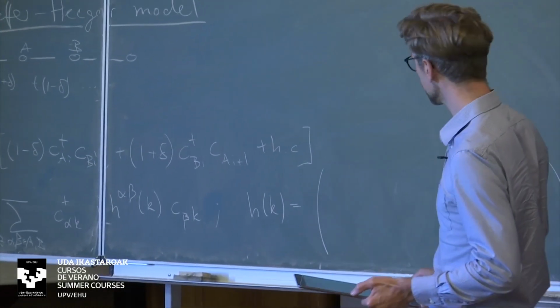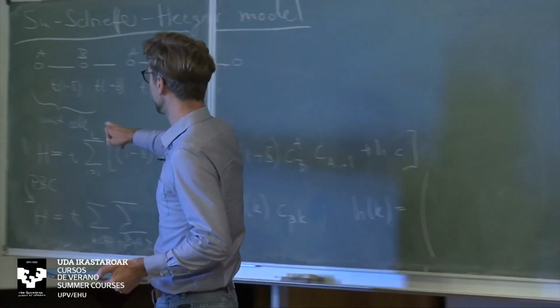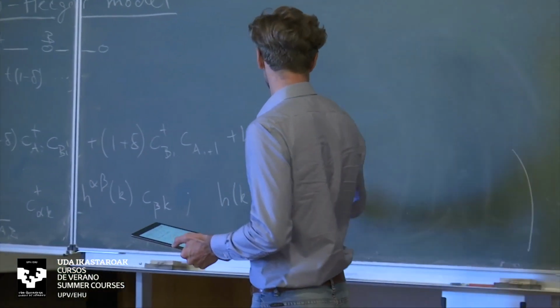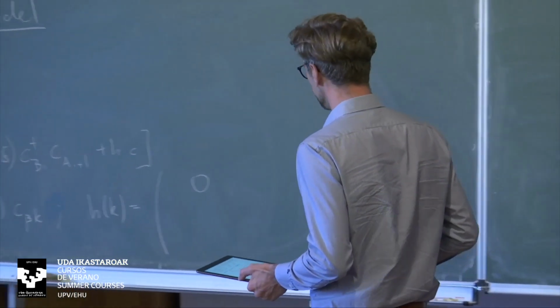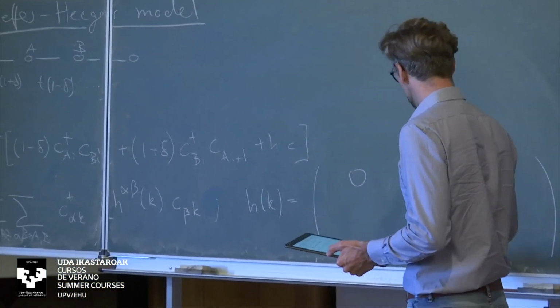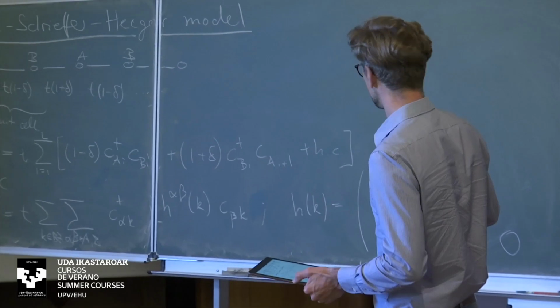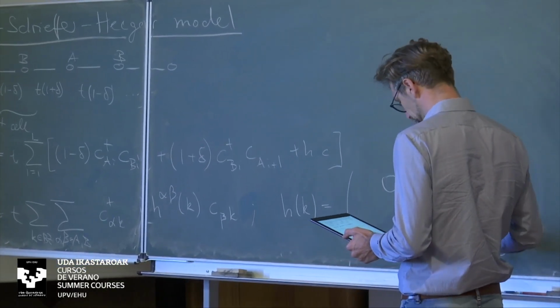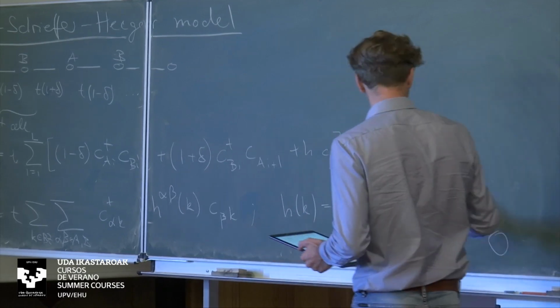Well, what form does it take? So there's no hopping between A and A or any interaction between A and A, right? So the upper left entry of this matrix should be 0, and same between B and B. And now when I think about what happens between A and B, there's this term in the unit cell, which will give me, okay, the T, I pulled it out.